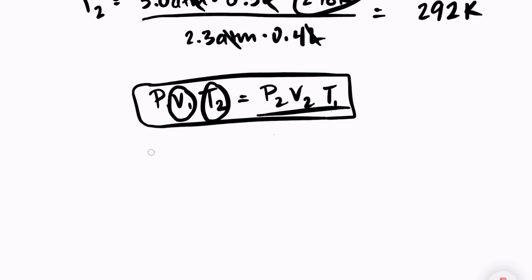Don't forget, temperature does have to be in Kelvin. So if you're given Celsius, you need to add 273.